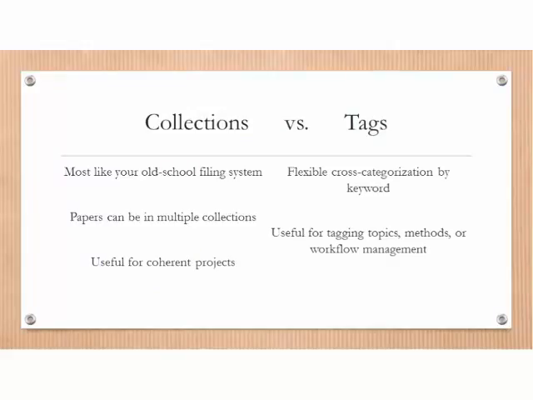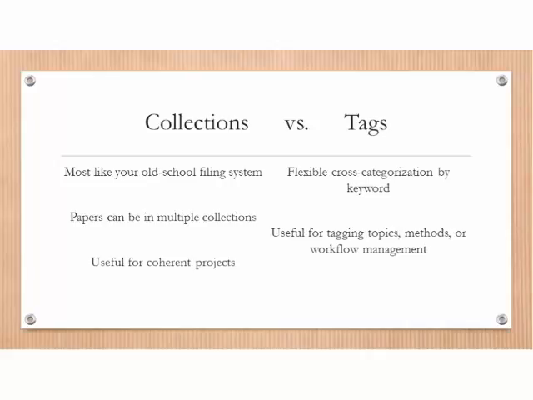So here we have collections versus tags. Collections are more like an old school filing system. Think of it as folders, something like what you would have in My Documents. Papers can be in multiple collections, so you could have an article and put it in multiple collections. And it's useful for really coherent research projects you're working on. Tags are flexible cross-categorization by keyword, and it's useful for tagging topics, methods, or workflow management.